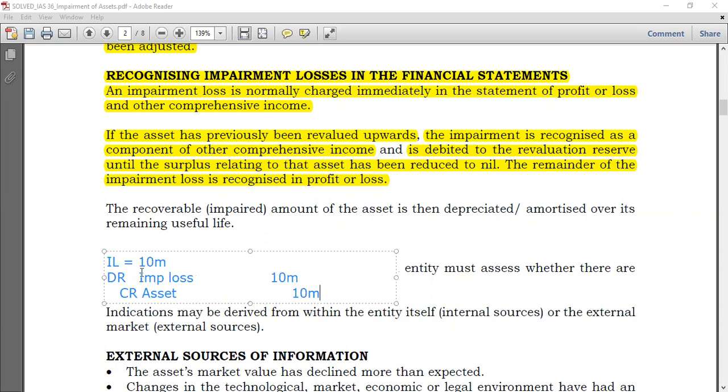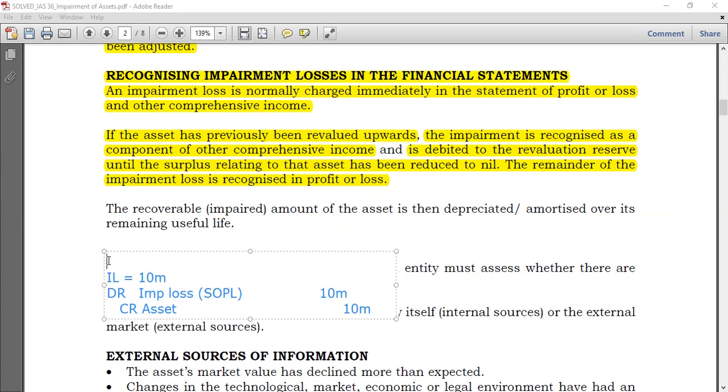Now, after doing this, impairment loss is usually taken to the statement of profit or loss. Now, be very careful. Listen very carefully here. This is what we usually do. But in the case this asset was previously revalued, let's say we had a revaluation gain of, let's say, 7 million. As you know, revaluation gain usually goes to the other comprehensive income.